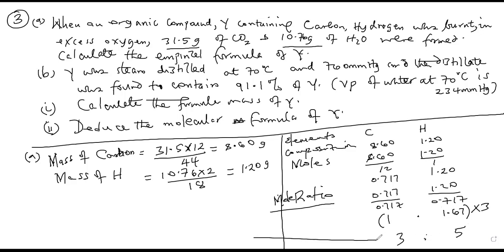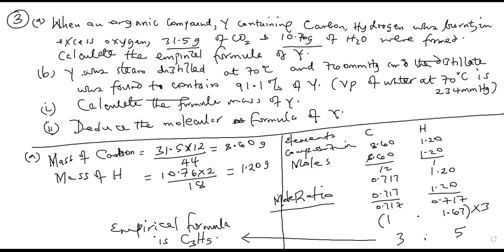Now, after this, we can deduce and say that the empirical formula is carbons are 3, hydrogens are 5. So that is what we get as our empirical formula.